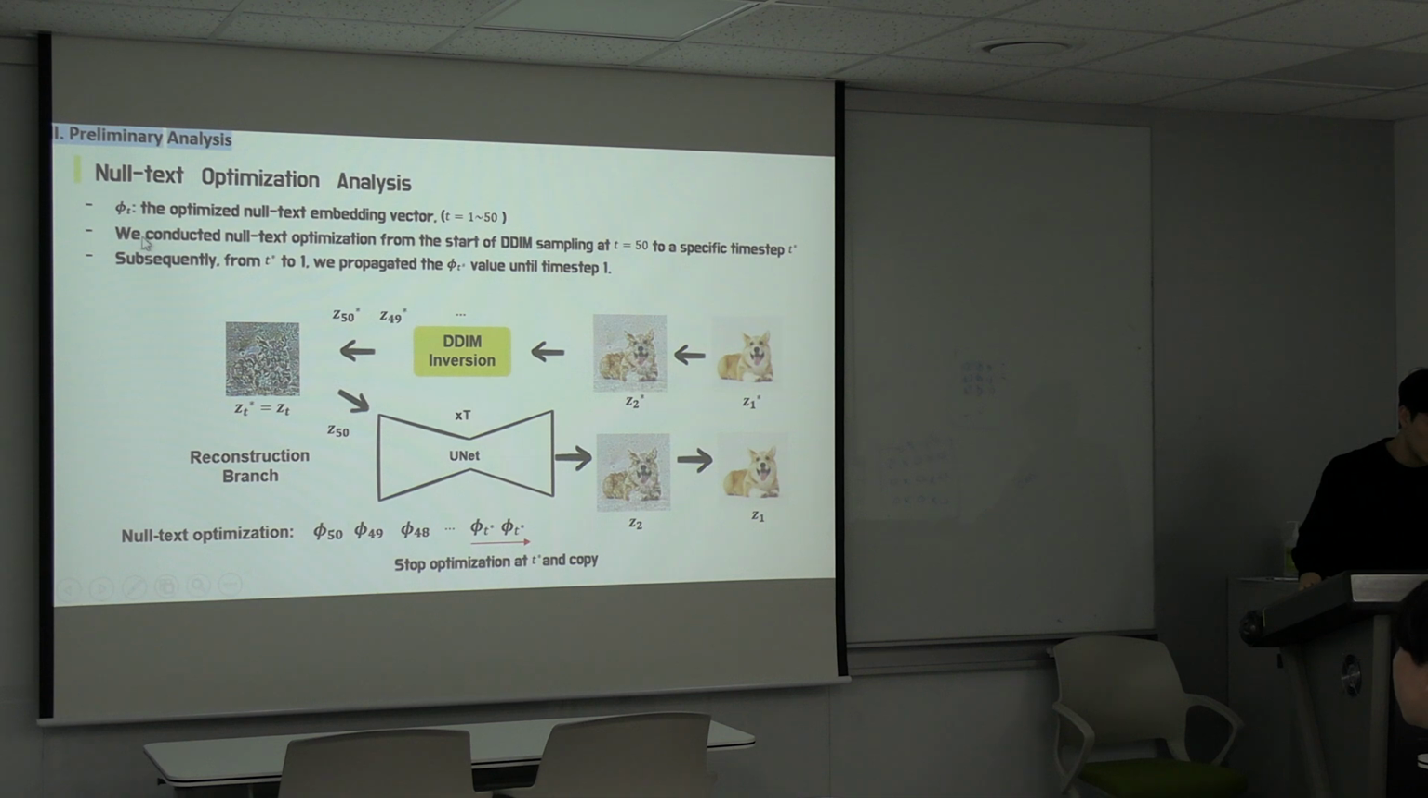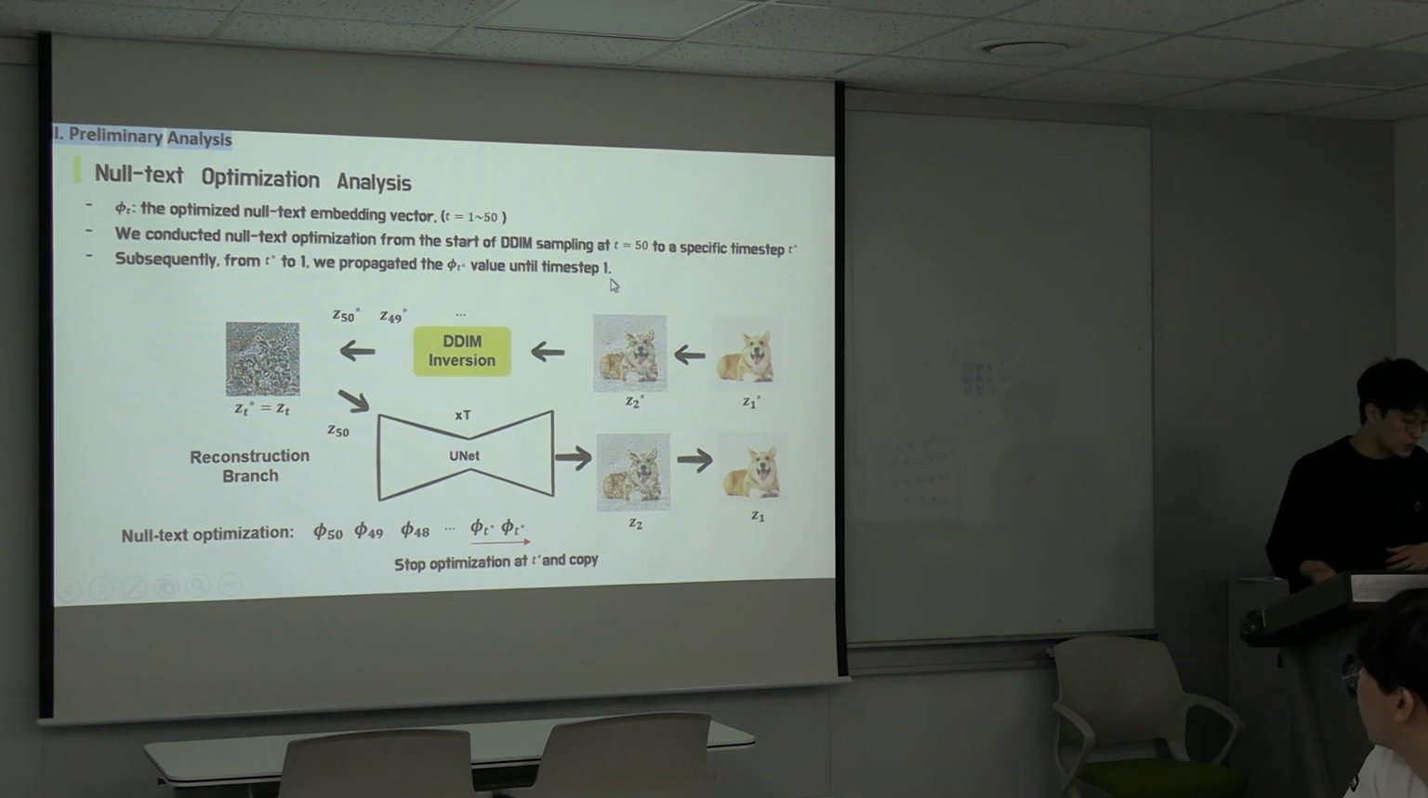And after that, we conduct null text optimization from the first of the DDIM sampling at time step 50 to a specific time step t star, and subsequently from t star to 1, we just copy the φ value until time step 1. So in short, it is a very simple idea. We conduct null text optimization only up to a certain time step rather than the entire time step, and we just copy the rest of this φ value until time step 1.